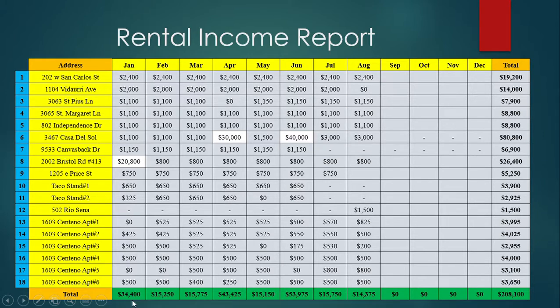So in January, I received $34,400, which was $20,000 from a property that I sold. $20,000 down payment on a property that I sold. The ones in white are properties that have been sold, and these are blank because I did not buy the property until August. And these 4 are blanks because I no longer rent the taco stand.